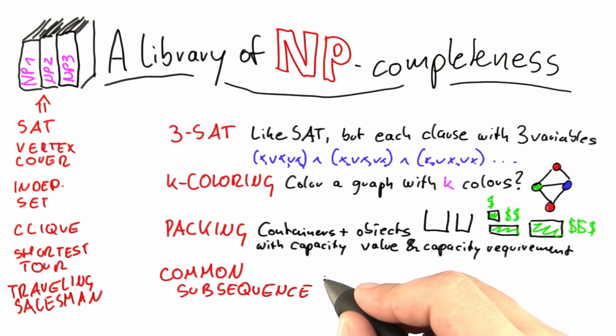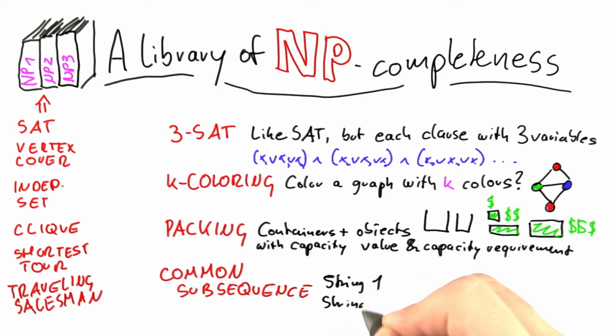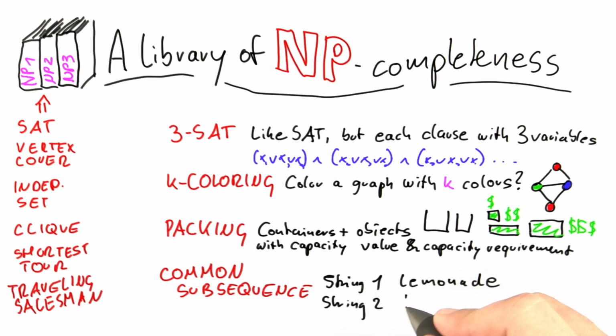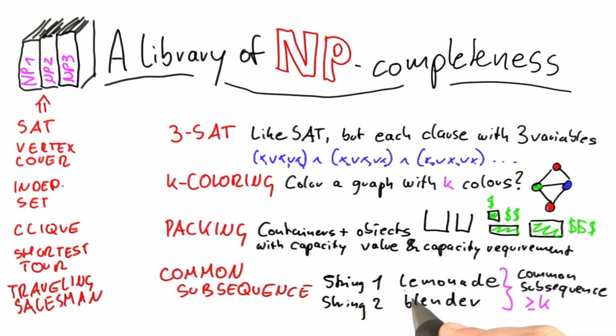You're given 2 strings, so string 1 and string 2, say lemonade and blender. And what is the difference between a substring and a subsequence? A substring is always lots of characters that are one after the other. For a subsequence, you can basically skip certain characters. So E, N, A, E is a subsequence of lemonade, but not a substring. And actually, we'll do this as a little brief quiz. What is the longest common subsequence of lemonade and blender?